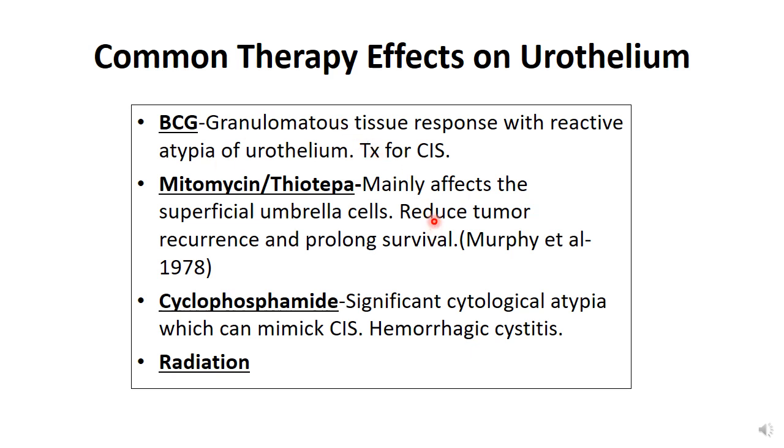It is believed that this treatment can reduce tumor recurrence and prolong survival, and it can induce significant atypia in umbrella cells. Cyclophosphamide can produce cytological atypia severe enough which can mimic CIS, and has also been associated with hemorrhagic cystitis. It is a kind of chemotherapy to some extent, and then radiation is also one of the very commonly utilized treatments, particularly for prostate cancer or sometimes in the setting of bladder cancer.